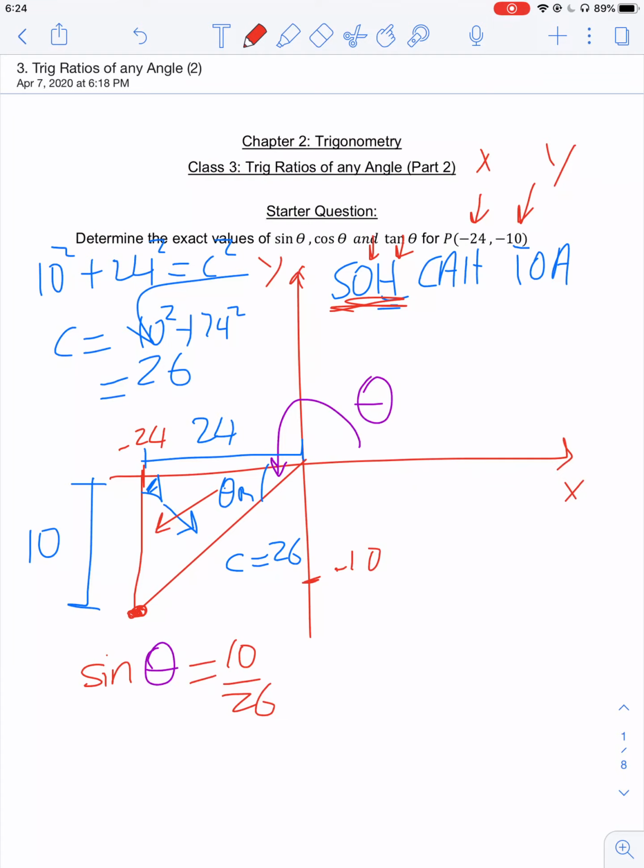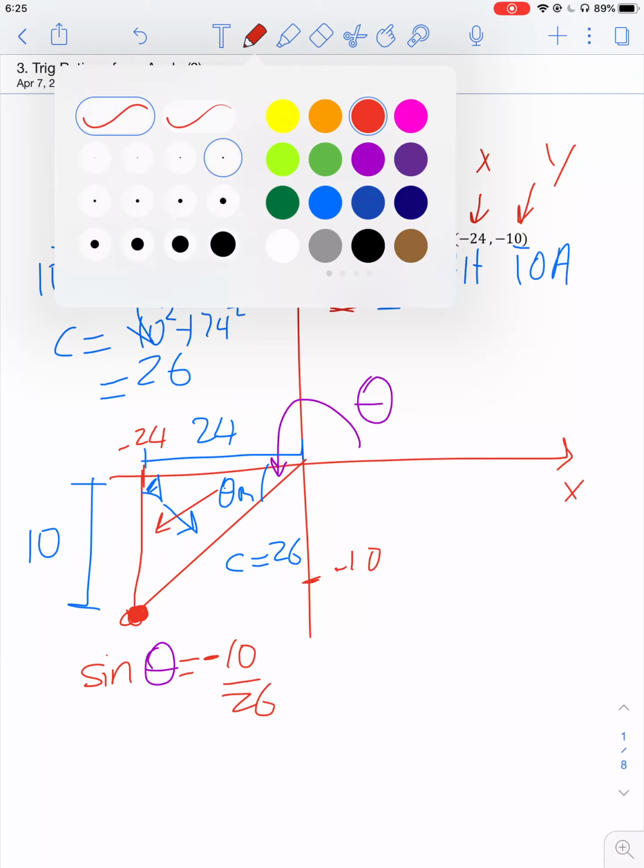So the reference angle is nice because it guides you, but you have to be careful because it will give you the right ratio, but you have to manually insert a negative sign, and the picture will tell you if you have to do that or not. Because the y coordinate of this point is negative, my sine ratio has to be negative. And you can figure out cos in a similar fashion.